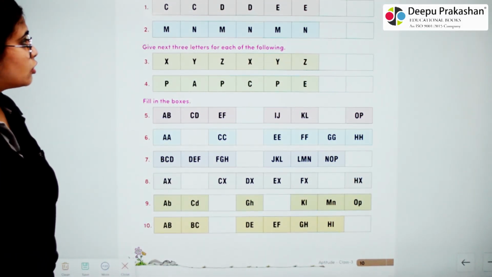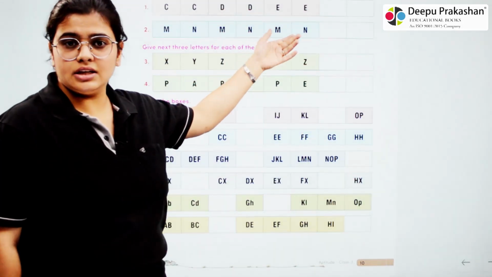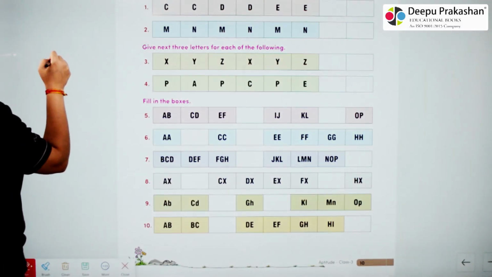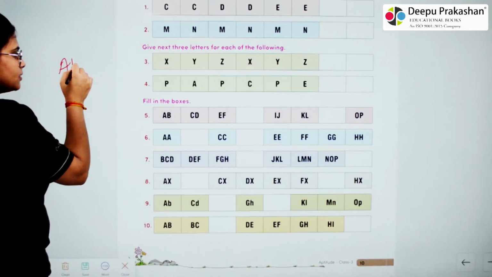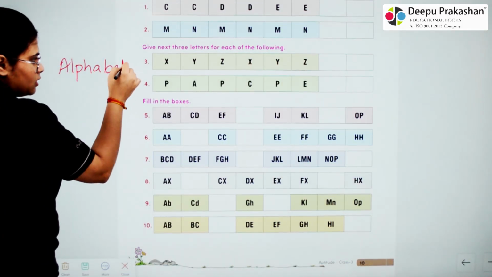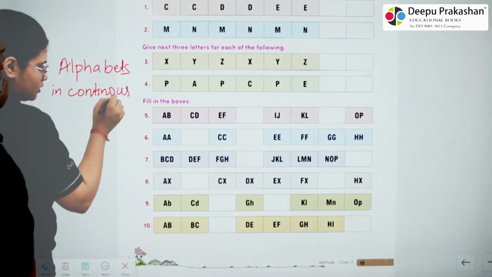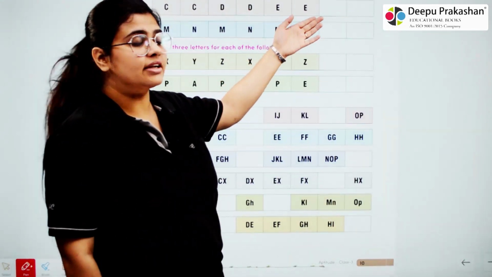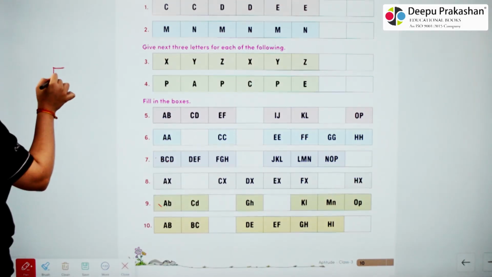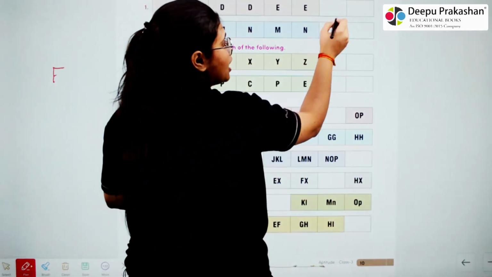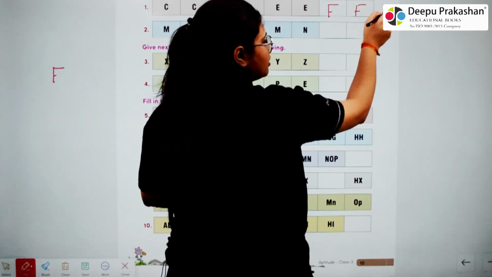Okay. So first, if we look at the pattern, we are given C, C, D, D, E, E. That means we are given alphabets in continuous order. So if we look at the next letter that comes after E, the letter in the alphabet that comes after E is F. Here we are using every letter twice. So here the answer will be F, F.